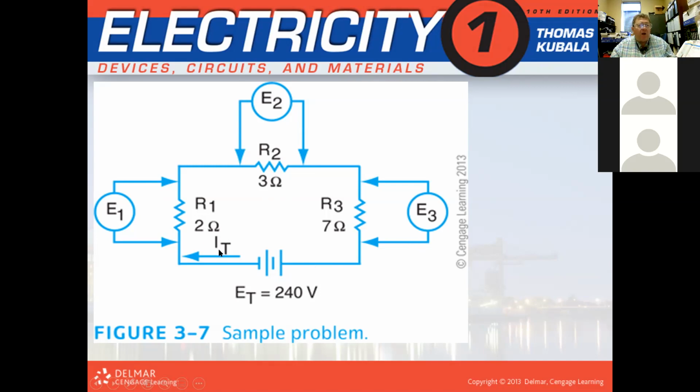You'll calculate I total. When you use the total voltage and add up your resistors, it's going to give you an R total. The E total and R total will let you get an I total. When you get an I total, multiply it by each resistor individually. It'll give you the E1, the E2, and the E3. Okay, that makes sense?